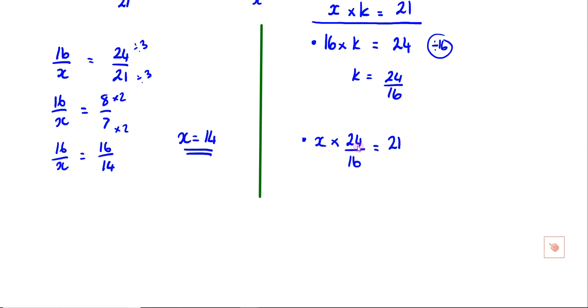How do I do x times 24 then divide by 16? I have to get back to just x equals. What can I do? By dividing 24 by 16 and then dividing it by itself.